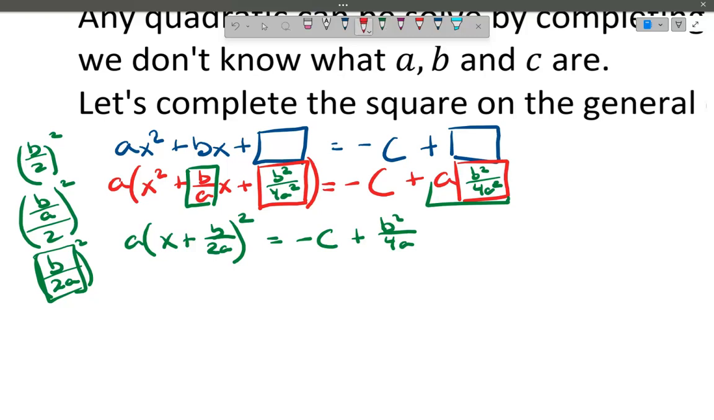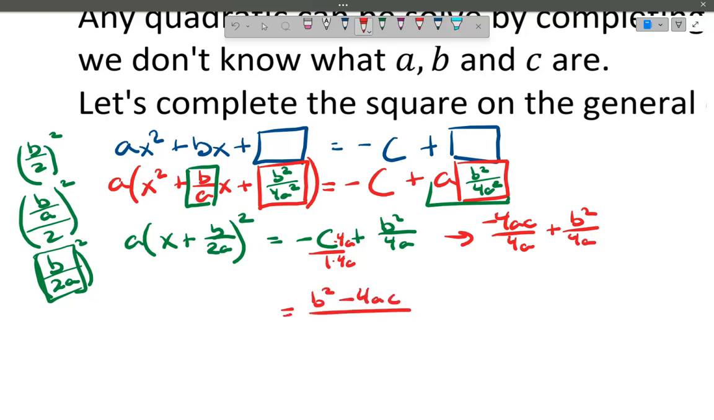Then what we need to do is add these two terms together. In order to add them, we need a common denominator. So this has a common denominator of 1. In order to get the common denominator, we can multiply by 4a on the top and the bottom. So this is going to give us negative 4ac over 4a, added to b squared over 4a. So that's going to leave us with b squared minus 4ac over 4a. Now at this point, hopefully, some of these expressions are starting to look familiar if you're already familiar with the quadratic formula. So let's go ahead and finish up from here.